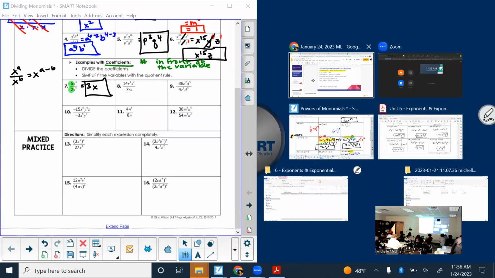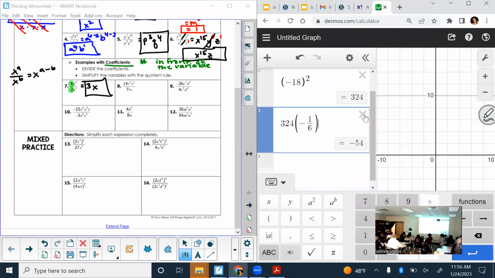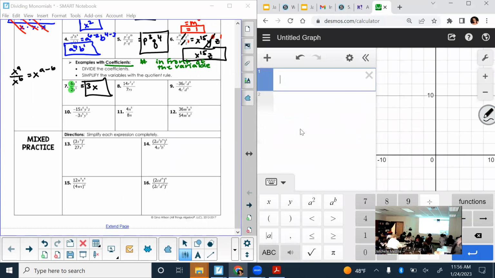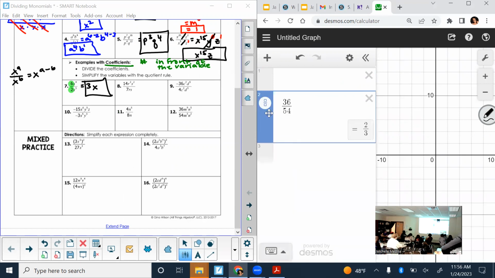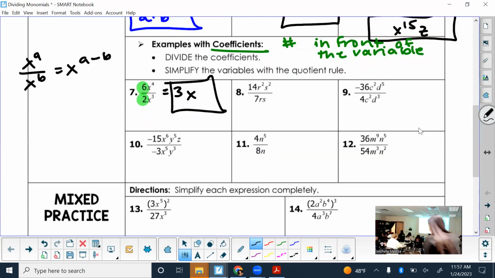So I would put, we're looking at 12, it's 36 over 54, gives me a decimal. If I want the simplified fraction, I press that button I showed you. Fraction, decimal, right there. So 2/3 will be the new fraction in 12, the new coefficient.